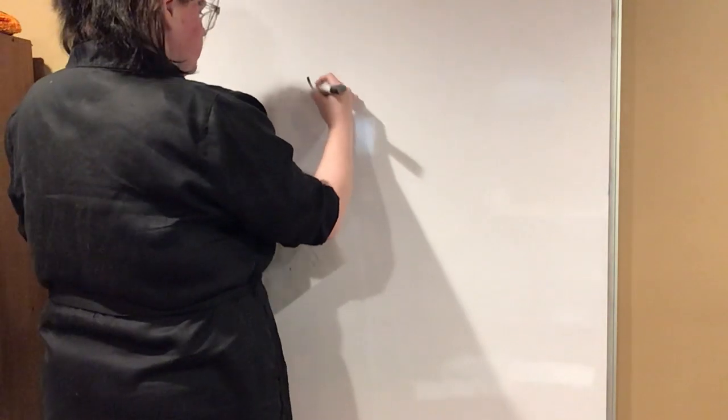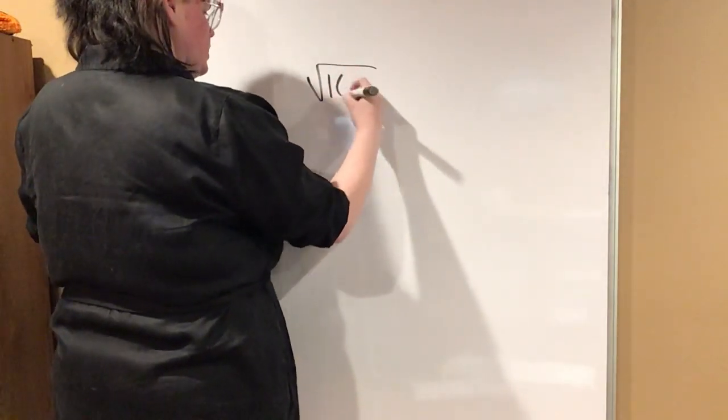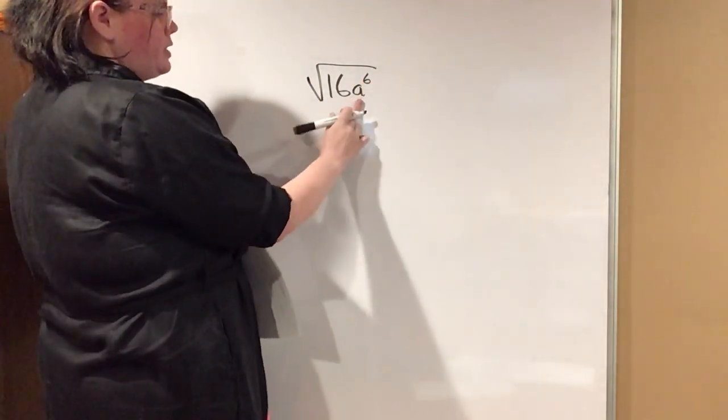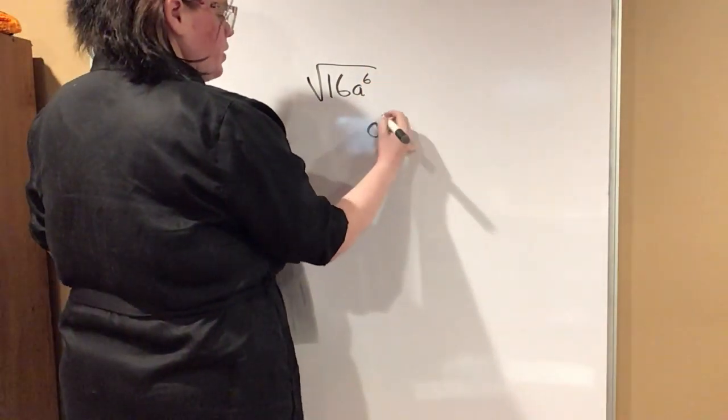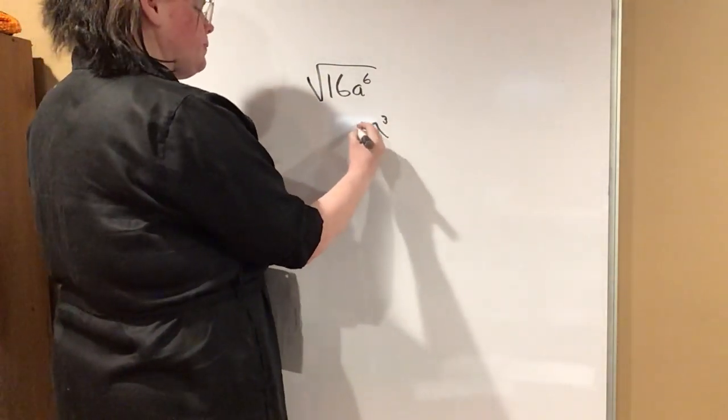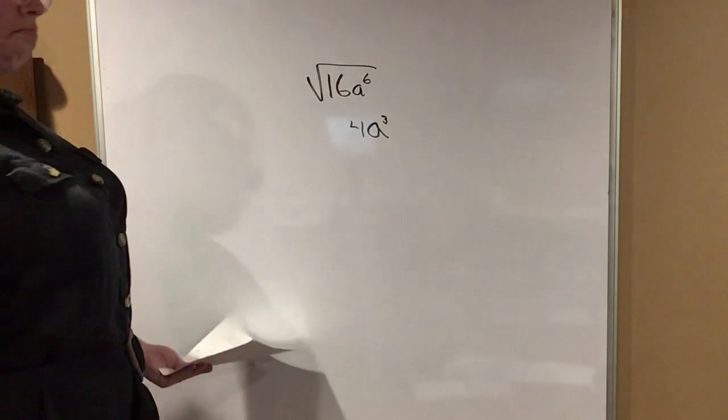I have no idea. So, if we're given this, 16a to the 6th, well, we know that a is going to stay the same, but we cut the exponent in half. Now, what's the square root of 16? 4. And we simplified that.